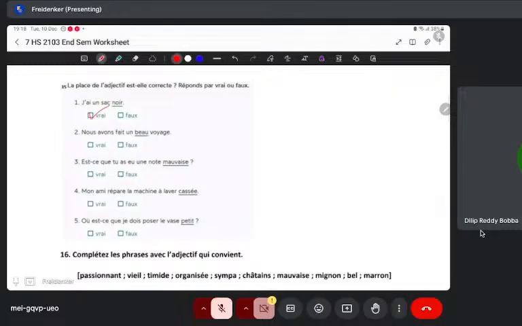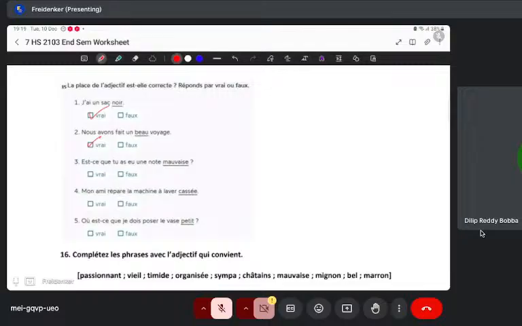Nous avons fait un beau voyage. So we had a beautiful journey. Beau will come before the noun, so this is also correctly placed. Est-ce que tu as eu une note mauvaise? If you remember, mauvais comes before the noun.